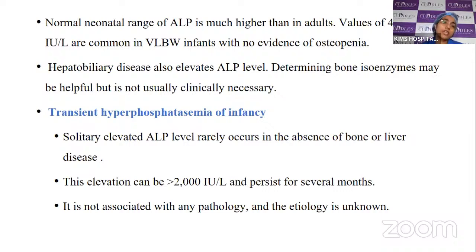One entity known as transient hyperphosphatasemia of infancy is there. In this, there will be a solitary elevation of the alkaline phosphatase level. In the absence of any bone abnormality or liver disease, this elevation can rise up to more than or equal to 2000 IU, and it can persist for several months. But it is not associated with any pathology, and the etiology is unknown.